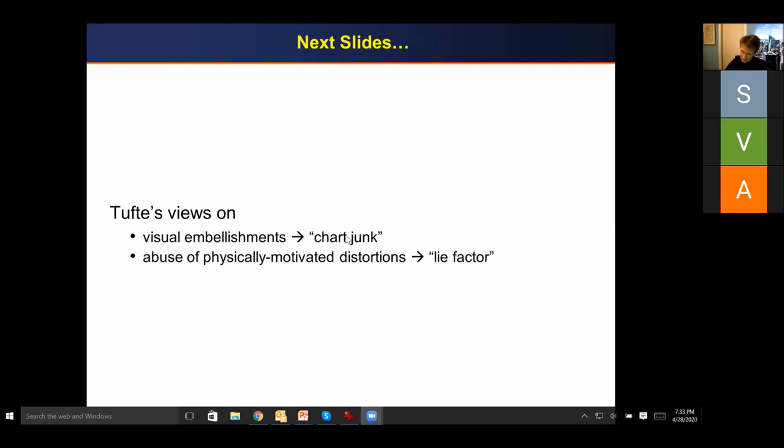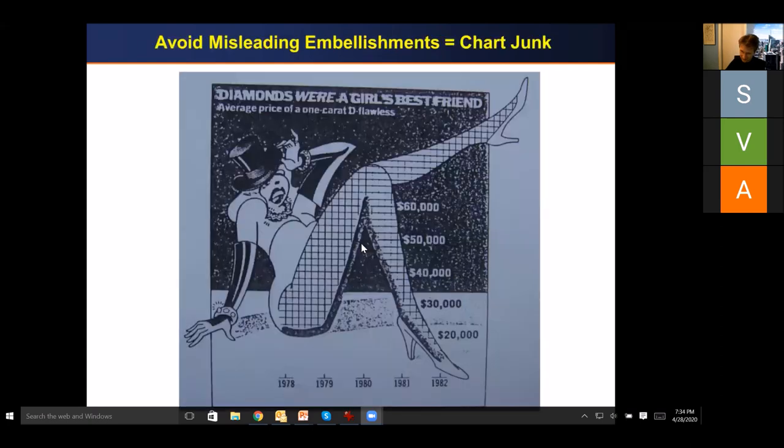Chartjunk has nowadays become more agreeable. Nowadays people actually use visual embellishment. The term chartjunk is used in a more lenient context. It's no longer harsh and disparaging. Chartjunk is actually something you can use nowadays. It's actually okay. And I'll give you a few examples of this, actually a lot of examples, in the next few pages.